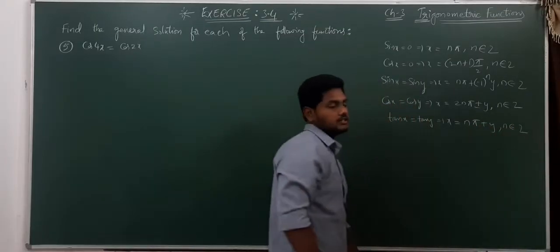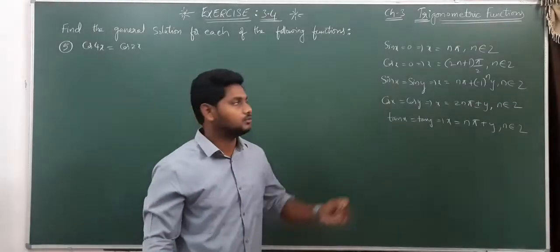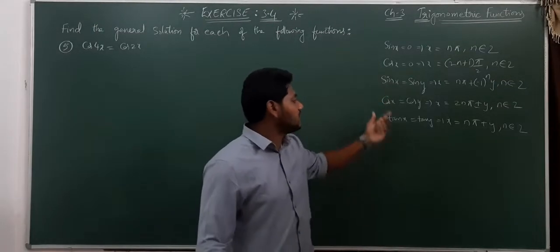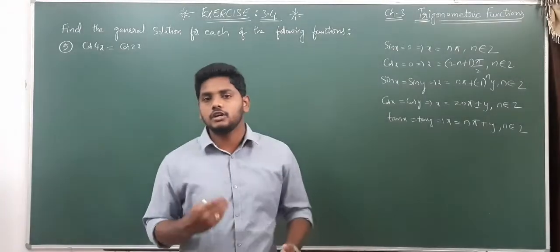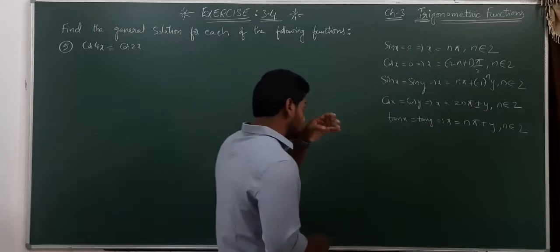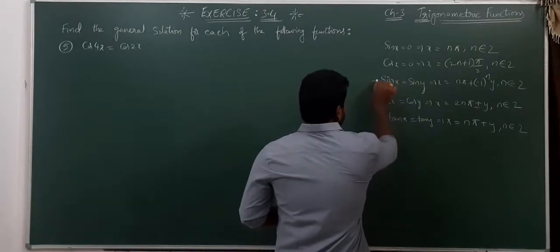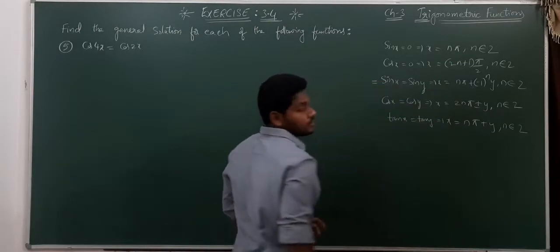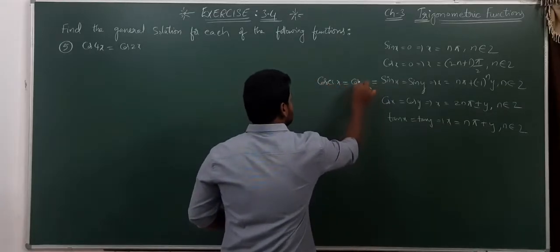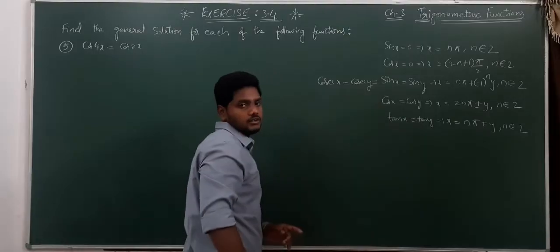So this is all about these trigonometric functions, those values. I have given only sin x, cos x and tan x. You may ask, what about cot x, what about cosecant x, what about secant x? This formula for sin x equal to sin y is also the formula for cosecant x equal to cosecant y. Understood or not? Why?